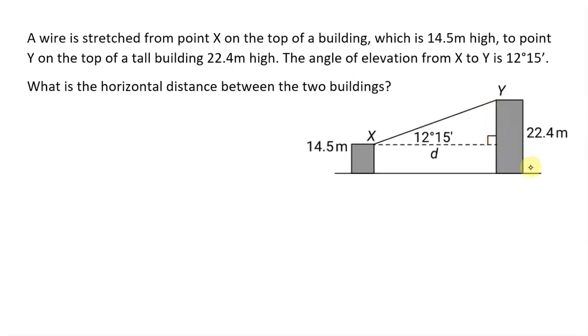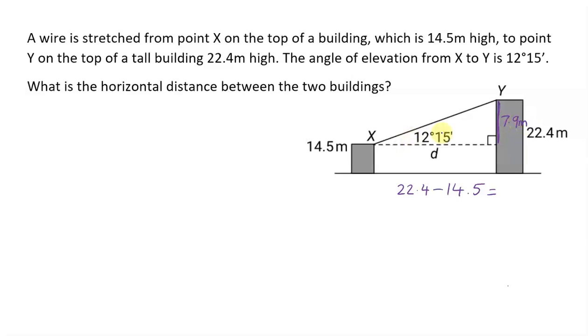We know how tall this building is, 22.4 meters, and we know how tall this building is, 14.5 meters. So finding the difference between the heights of the buildings will give us this side length here. So that side length will be 22.4 meters minus 14.5 meters. So the difference between the height of the tallest building and the height of the smaller building, that would be 7.9 meters.